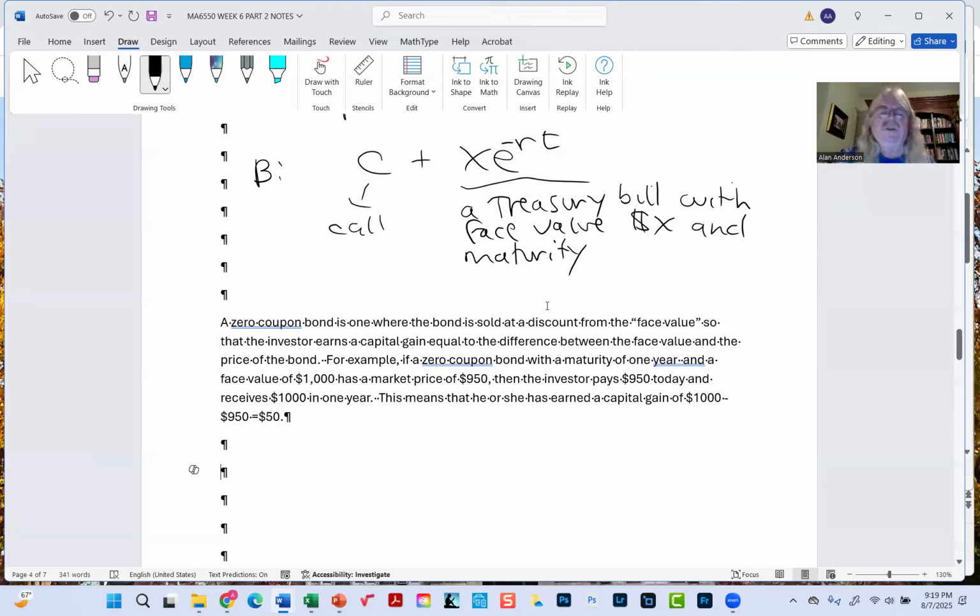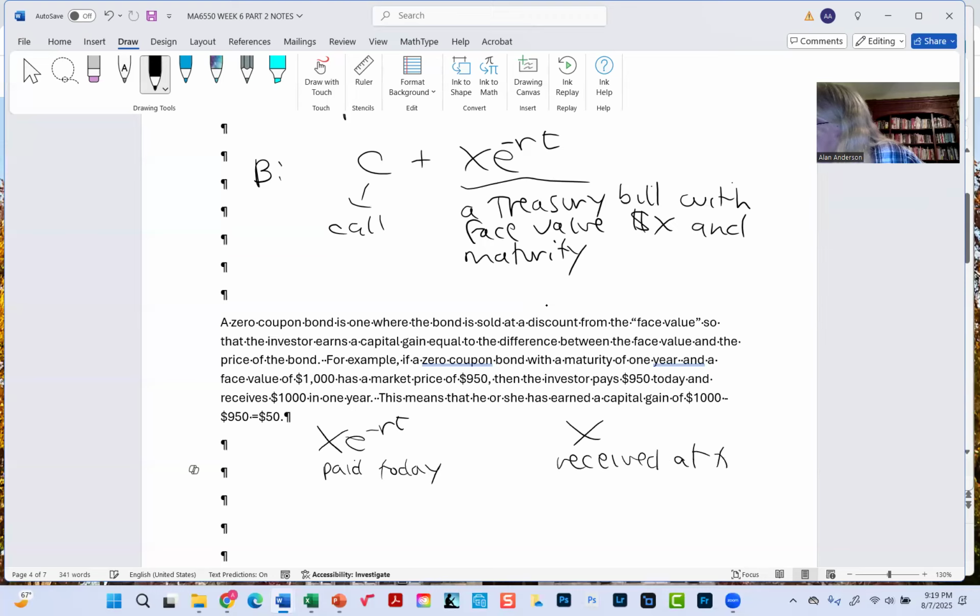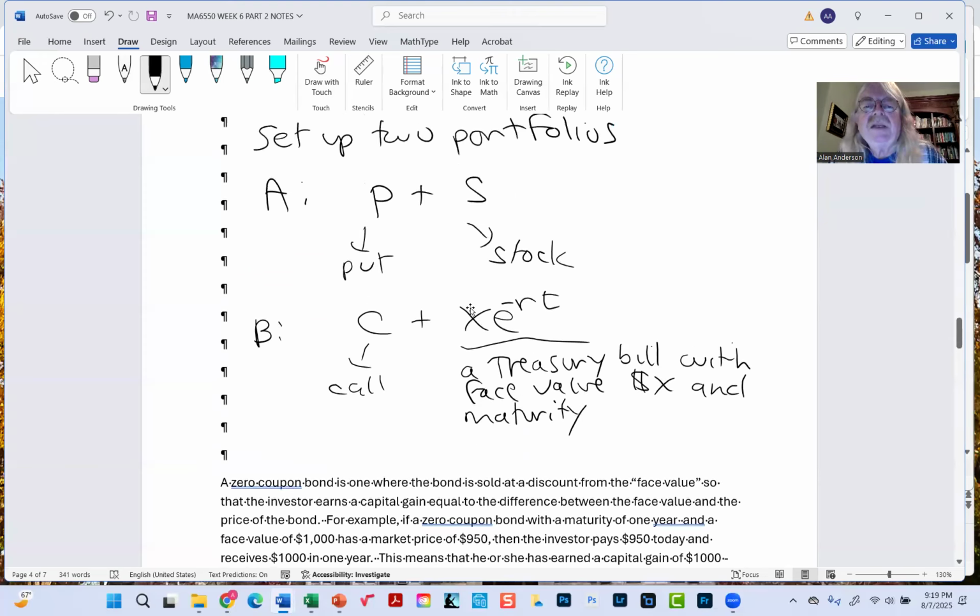In other words, this X e to the minus RT is assuming that this is what's happening. It's a treasury bill. It just so happens to have the same face value as the strike price of the two options. We're assuming that this thing exists. And so that way we can think of that as an asset, essentially a treasury bill with a face value of X that matures at time T.